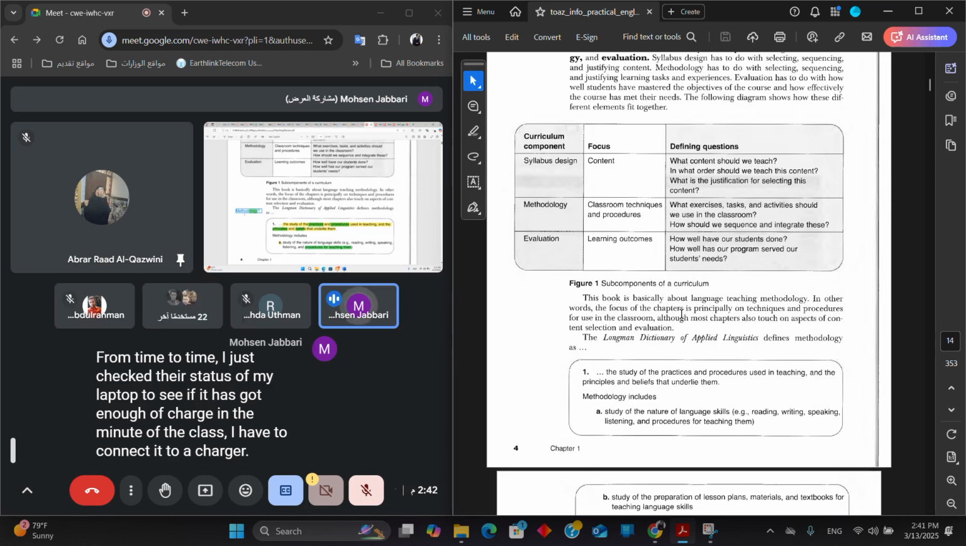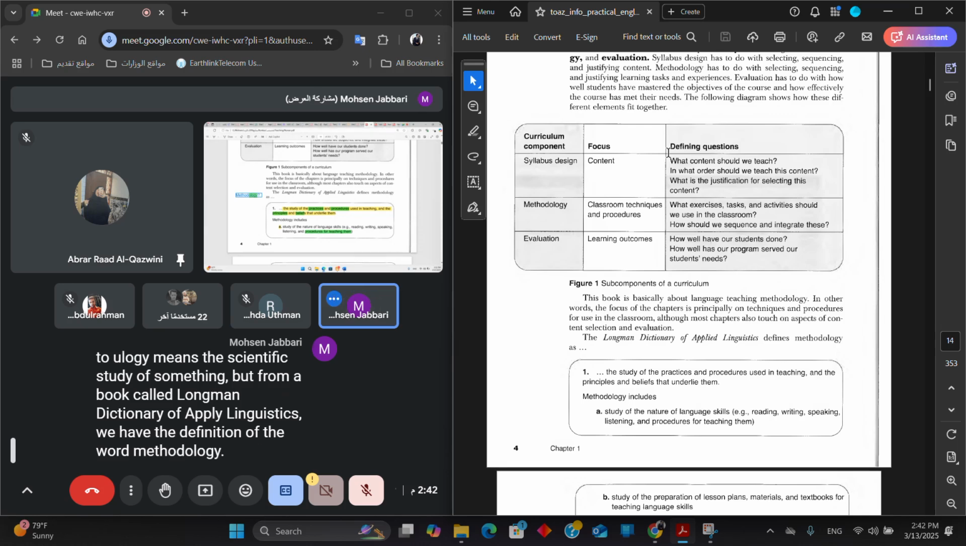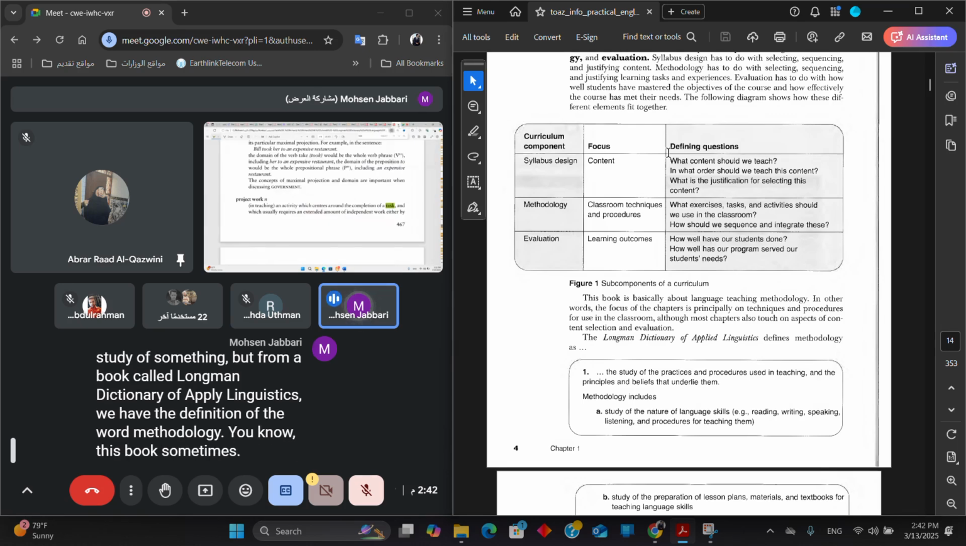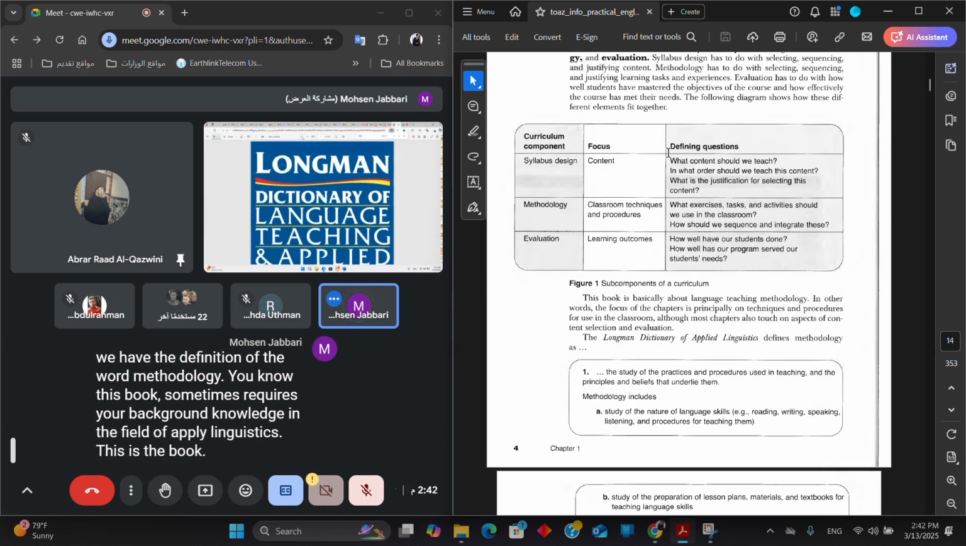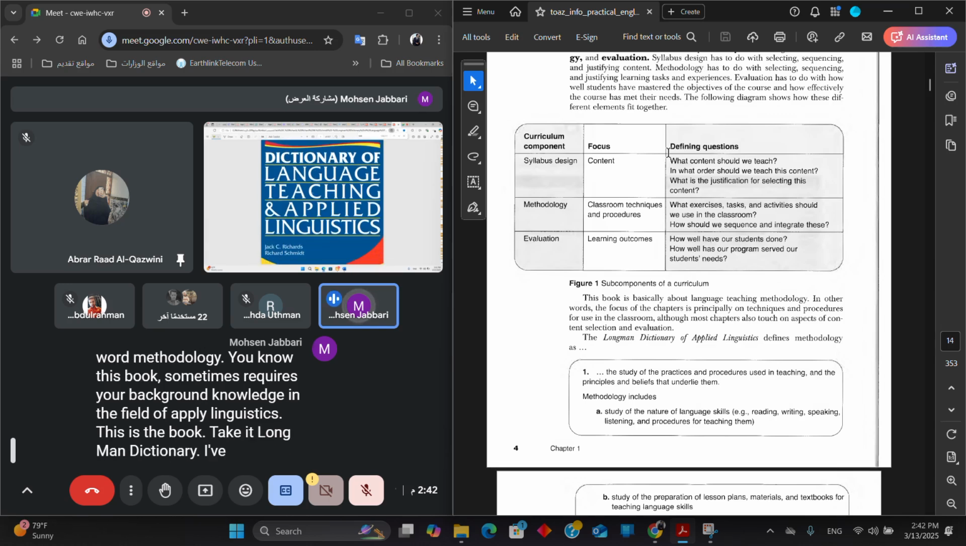Methodology, -ology means the scientific study of something, but from a book called Longman Dictionary of Applied Linguistics, we have the definition of the word methodology. This book sometimes requires your background knowledge in the field of applied linguistics. This is the book, Longman Dictionary of Language Teaching and Applied Linguistics, developed by Jack Richards. If you don't know the meaning of certain words, I expect you to go through the pages of this book and see if you can improve your background knowledge on a topic.